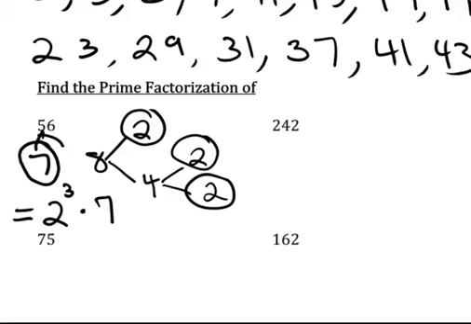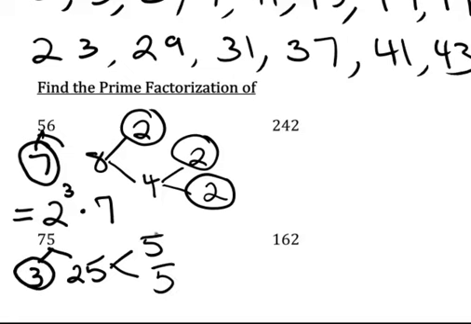I'm going to go ahead and do the same thing for my number 75. So 75, well, I know that's 3 and 25. 25 I know is 5 and 5. Now again, remember, I'm only looking for my prime numbers. So 75 would be 3 times 5 squared.